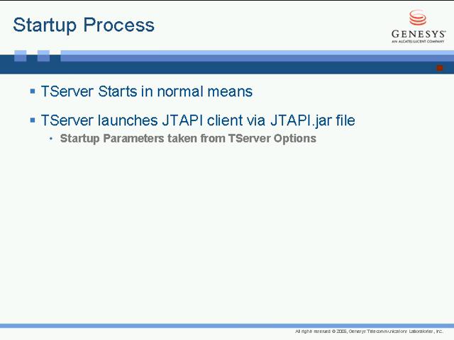The startup process of the Cisco TServer is very similar to all other TServers, with one twist. During the startup procedure, it will launch the JTAP client. This client, of course, is acting as the communication process between TServer and the Cisco platform. TServer does have some control of the JTAP process in that we are able to pass options to the JTAP process through options in the configuration of the TServer. This configuration is done in Configuration Manager.